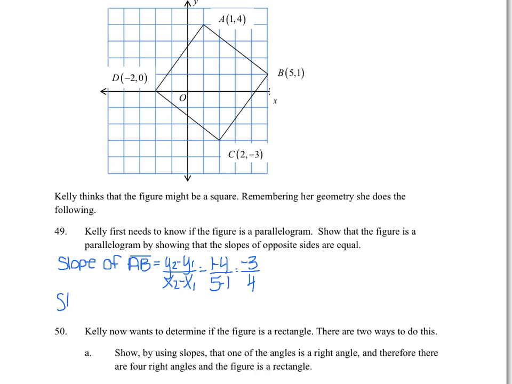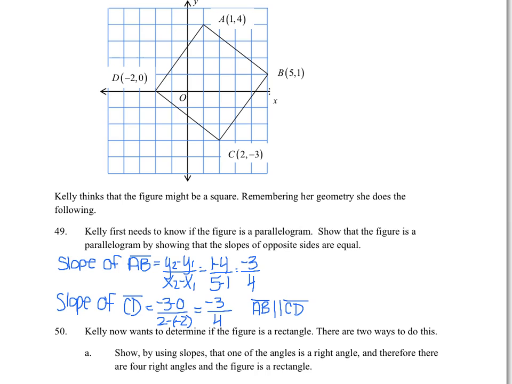Now I'm going to find the slope of its opposite side, which is CD. Again, y2 minus y1 over x2 minus x1. So negative 3 minus 0 over 2 minus negative 2. Well, negative 3 minus 0 is negative 3. 2 minus negative 2 is 4. And we can see that they're the same. So we know AB is parallel to CD.